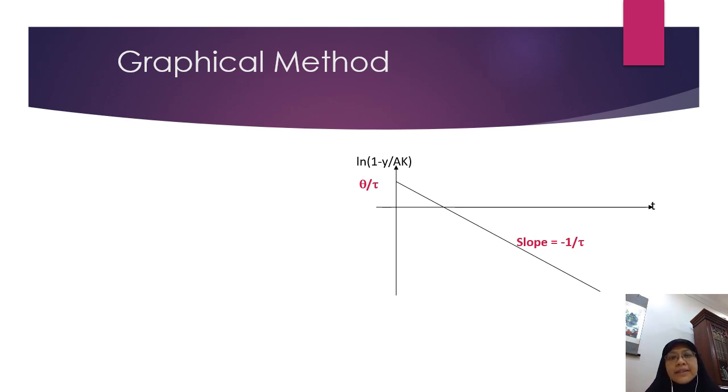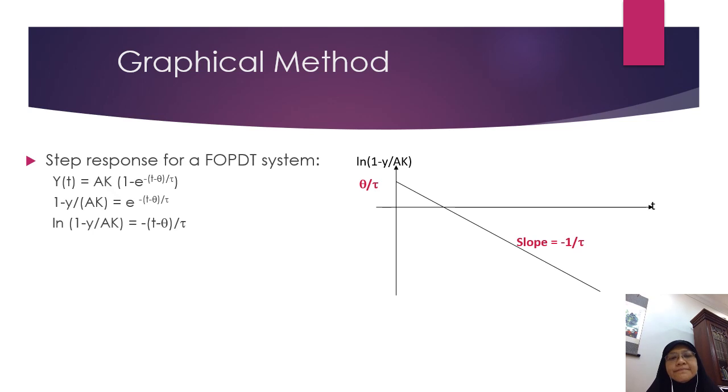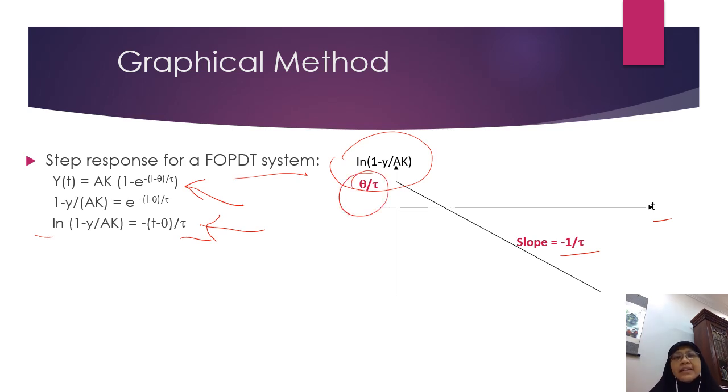Finally, with the graphical method, this is simply linear regression. We know that the step response of a first order plus dead time system is given in this equation. So this is the standard step response equation. Now, taking the natural log of both sides will give us this equation. Now, if we want to plot a straight line, you can plot the natural log of 1 minus y over A K versus time. So the slope is simply minus 1 over tau, and the intercept is theta over tau.